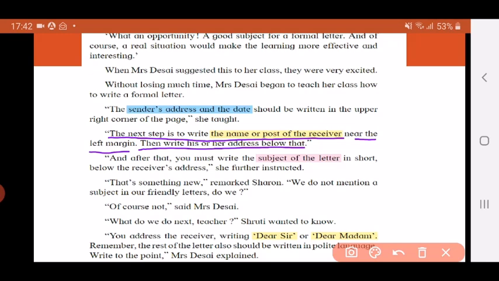And remember, if you are writing her name, you also have to write the principal. That means the post of the receiver. So if you do not know the post, you can write the name. And whenever you are writing, remember you have to write very neatly because this letter is going to go to somebody very big and respected.